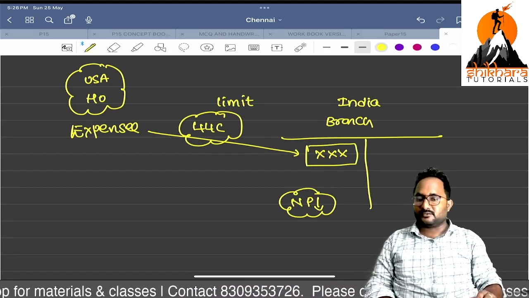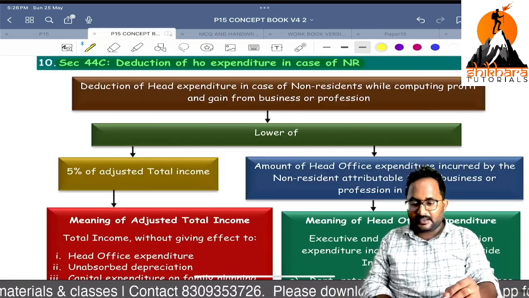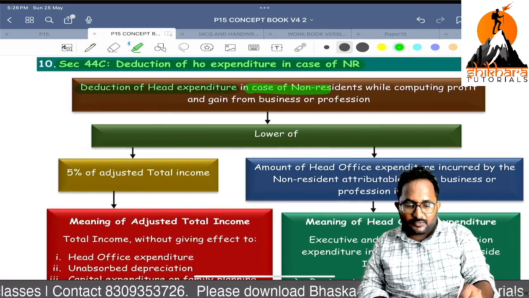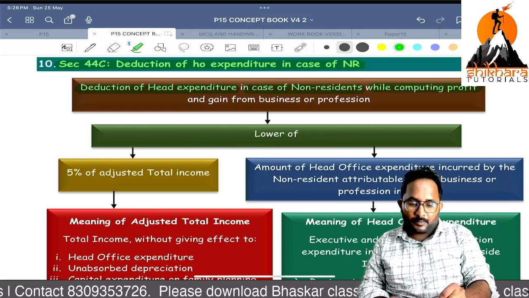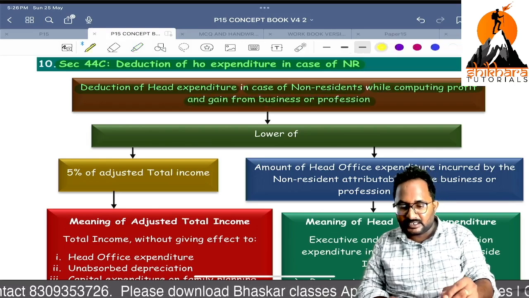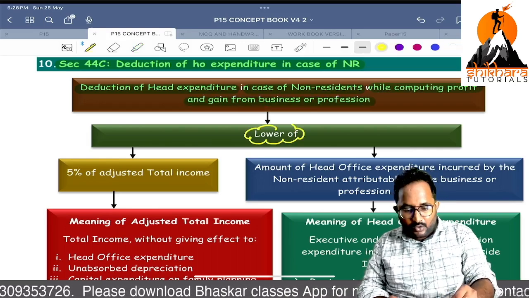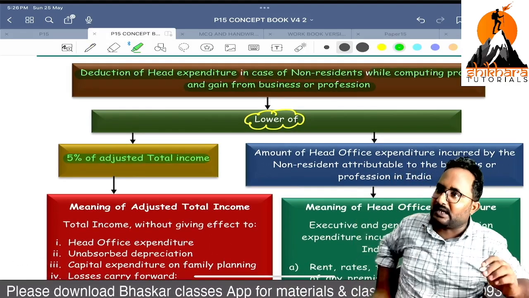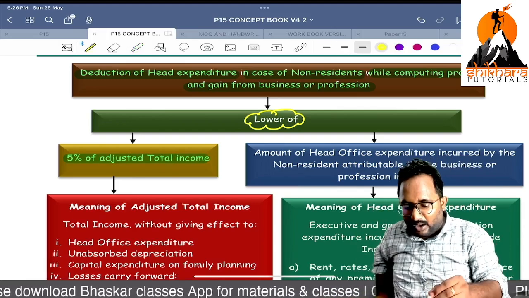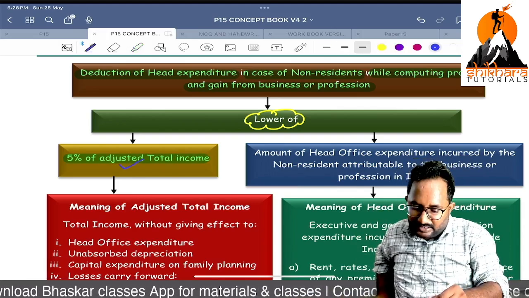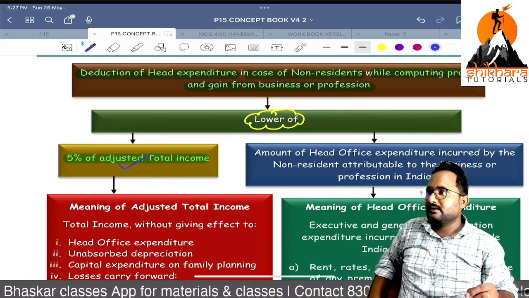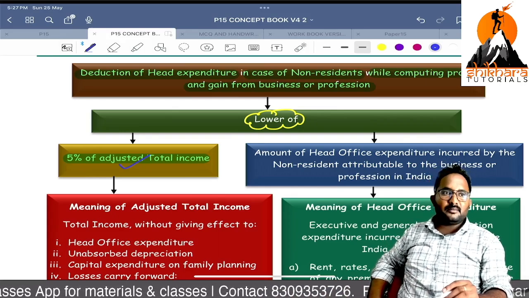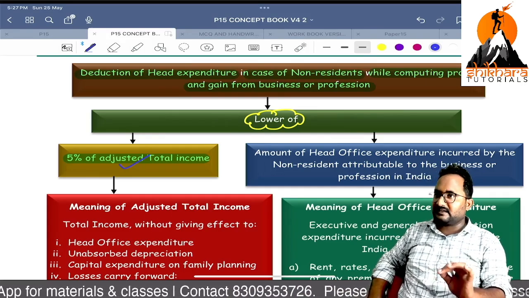Shall we start that provision? What is the limit imposed? Again I am saying, deduction of head office expenditure in case of non-resident while computing the profits and gains from business or profession. What is the limit they imposed? Lower of 5% of adjusted total income. In the morning we calculated adjusted total income, the same. In which concept did we calculate adjusted total income? AMT. But now this is a different computation of adjusted total income.